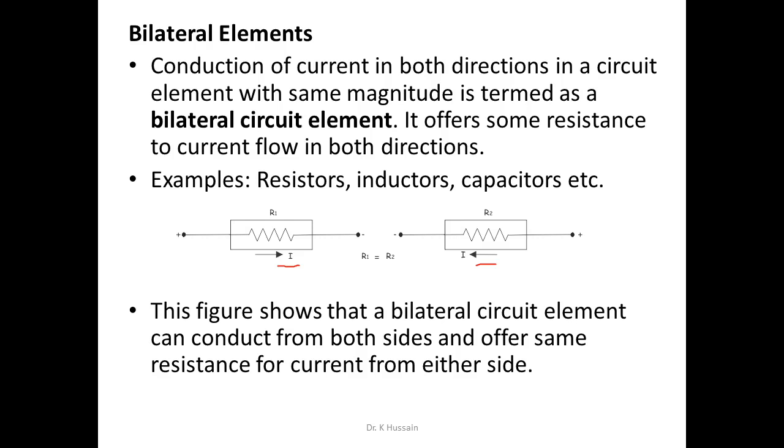You can see here this one is one way. In this direction also the same current I flows, and in this one also. Whatever the resistance is here, it is equivalent to this one. R1 is equal to R2. So that means the resistance values are the same in both directions. Similarly, you can take inductors and capacitors also.